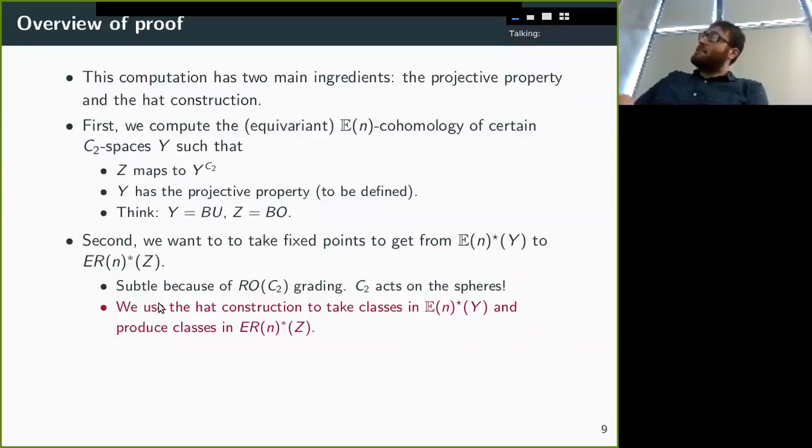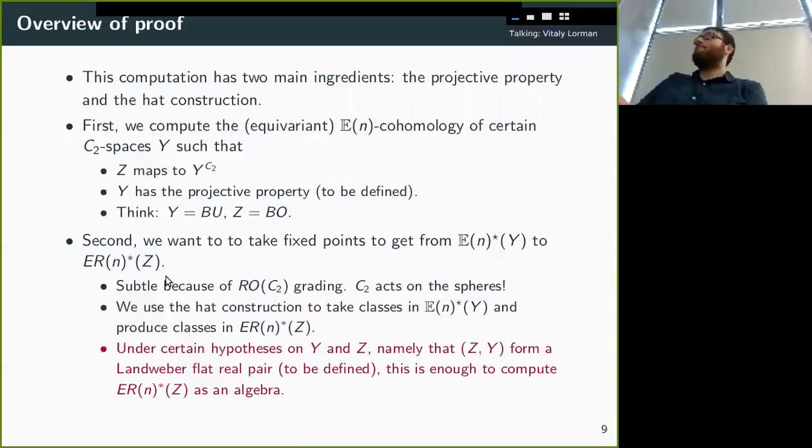And so these hats that you've been seeing are essentially a trick to take classes in the star degrees and move them over into integral degrees, where we no longer have an action of C2 on the spheres and we can take fixed points to get into the ERN cohomology of Z. So that's the second part of the proof: a trick to let us take fixed points of these things to land in the ERN cohomology of Z. And then the idea is we can write down some hypotheses on Y and Z that are satisfied by all of the spaces that I mentioned in the theorem, and this will be the definition of what's called a Landweber flat real pair. This will be enough to compute the ERN cohomology of Z as an algebra over the coefficients of ERN via a base change of the EN cohomology, which is known.